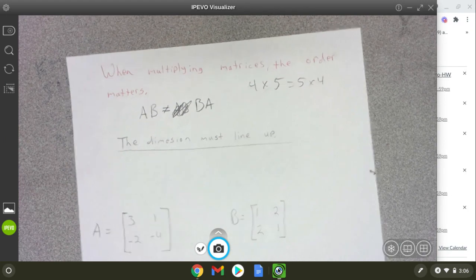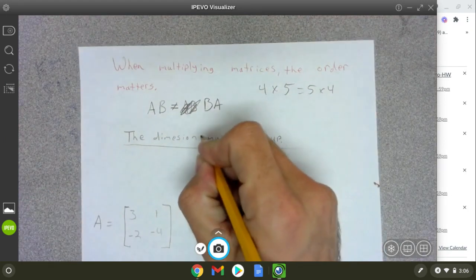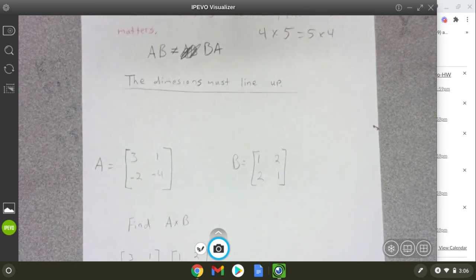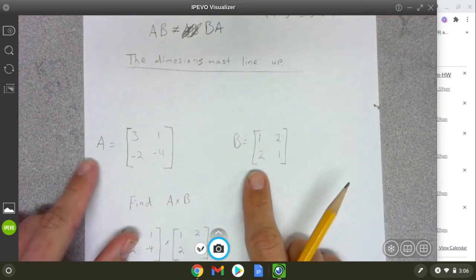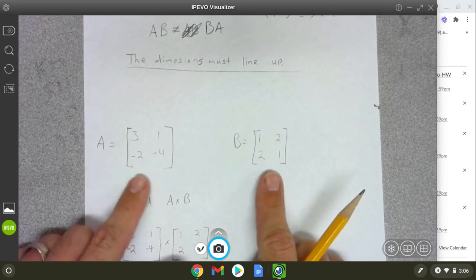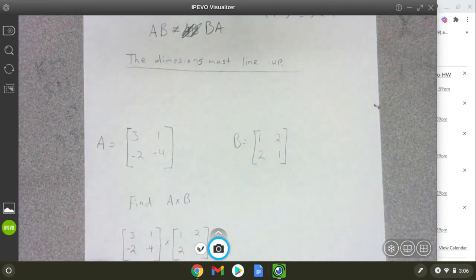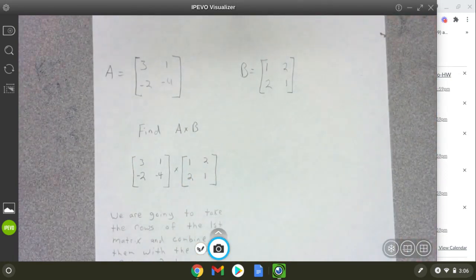The other thing, I'll talk more about this later, is that the dimensions must line up. All right, so let's go ahead and do one of these. A and B are both 2 by 2 matrices, and they're square matrices, which just means the rows and columns are the same number. And we are going to find A times B.